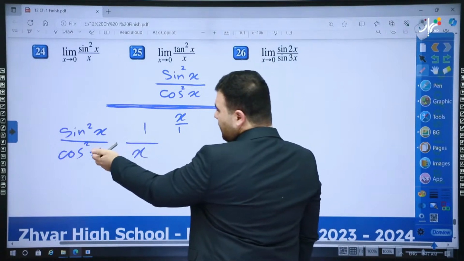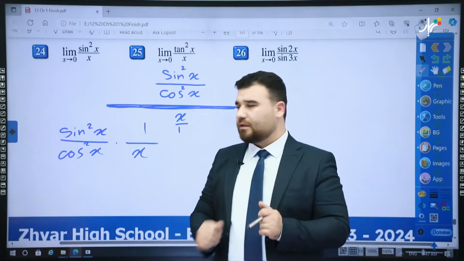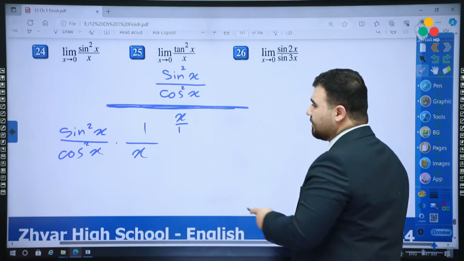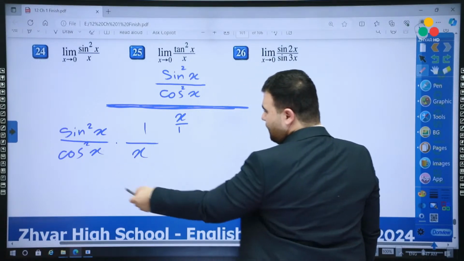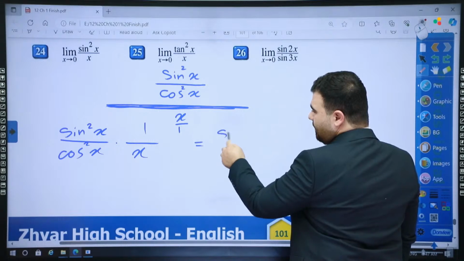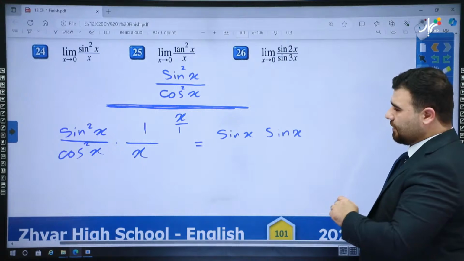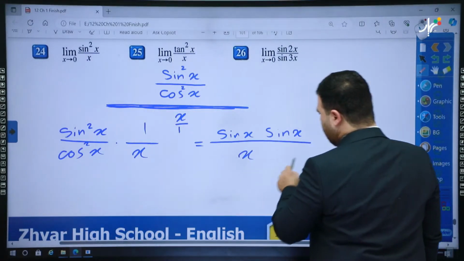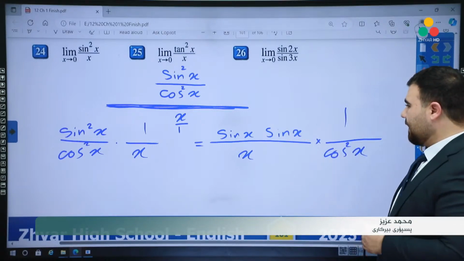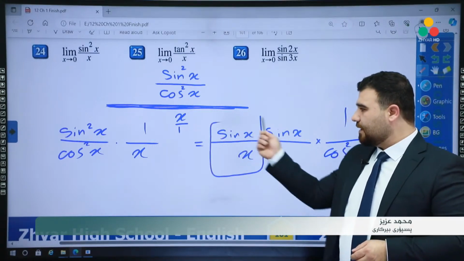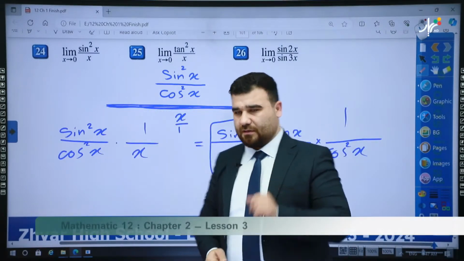Here, it's multiplication. Don't confuse. Multiplication, we multiply numerators together, denominators together. So we can write this as, this denominator can go there, this one can come here, there is no difference between them. This will be sine x, instead of sine squared x over x, multiplied by 1 over cosine squared x. This part, sine x over x, is equal to 1.